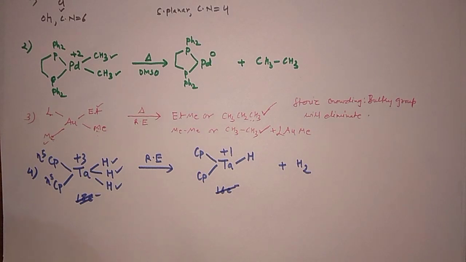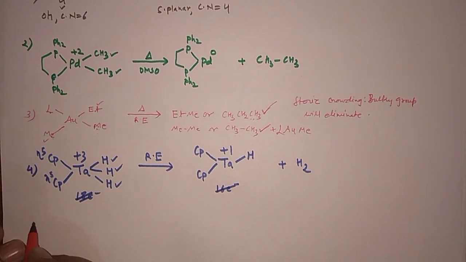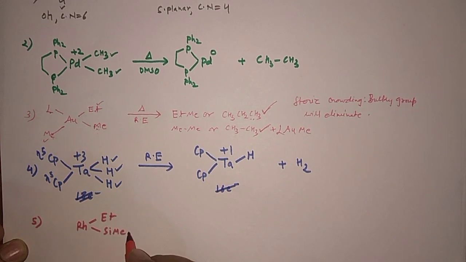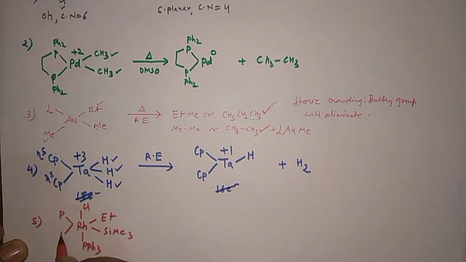Okay, and say you are having say problem number 5. Say again it's a rhodium complex, and say this is ethyl. Okay guys, and this is SiMe3 trimethylsilane. It is attached here, and here you can add your PPh3 triphenylphosphine, and here you can put your chlorine. Okay, and then you can put your triphenylphosphines here, PPh3 and PPh3. Say this is your complex actually.